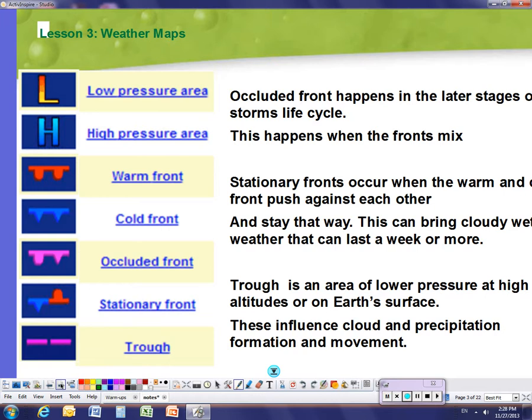You have the trough, which is the dotted line. The dotted line will either be purple or it'll end up being brown, but it's a dotted line nonetheless. And it's when you have the lower pressure at high altitudes or at Earth's surface, and it influences the cloud movement and the precipitation and the formation. So when you see a trough, you know you've got some low pressure and you have some movement going on. So you have a little bit more action there.